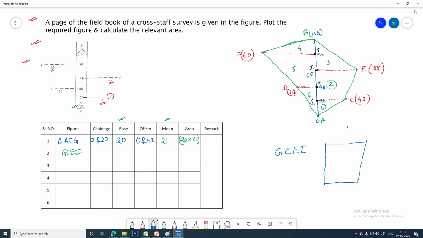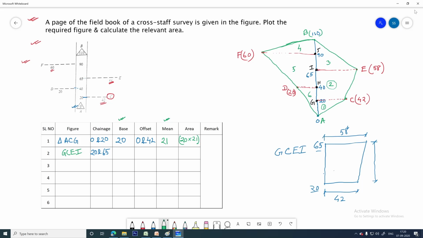Right, and here the chain edge value is 20, and here the chain edge value is 65. This particular offset is how much? 42, and this particular offset is how much? 58, right? So we can put the values. The chain edge values are 20 and 65, right? So let's put here 20 and 65. Base value means the total distance, this one.